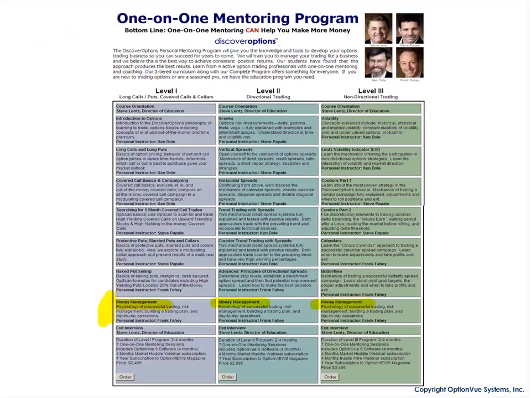In our curriculum, we have levels 1, 2, and 3. The first one is long calls, puts, and option overlays. Directional spread trading is level 2. Level 3 is non-directional trading. In all three levels, taught by our staff here, we have a money management component, and this includes the topic of diversification and correlation risk. That's what we're going to discuss today, just a slice of this portion of the curriculum. You don't have to be a super math wizard to get this. Just grasp the concepts.